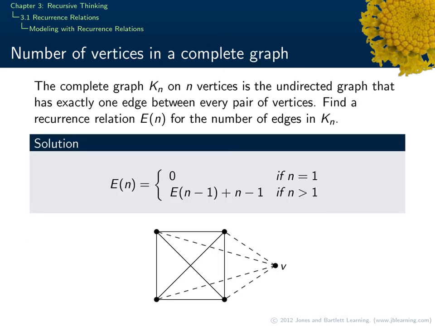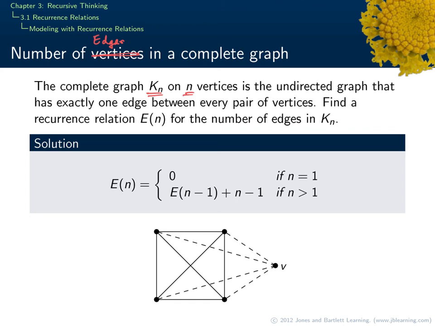So here on this final slide, we're going to be talking about a recurrence relation for the number of edges in a complete graph. First we need to remember what a complete graph is. The complete graph K sub n on n vertices is an undirected graph that has exactly one edge between every pair of vertices. So our goal is to find a recurrence relation for the number of edges in K sub n.